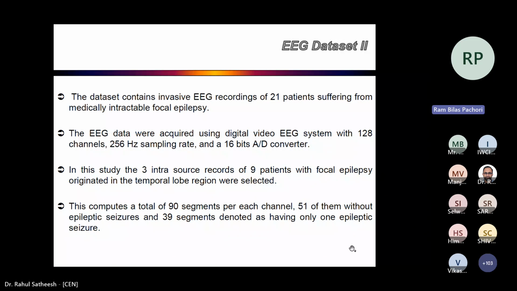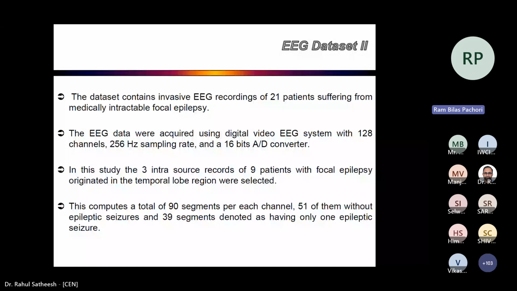So this data set includes invasive EEG recordings. Invasive means they are recorded from the inside of the brain, from 21 patients suffering from focal epilepsy. There are two types of epilepsy. One is generalized epilepsy, which can take place anywhere in the brain. And focal epilepsy, which is specific to one region, and it always originates from that region.